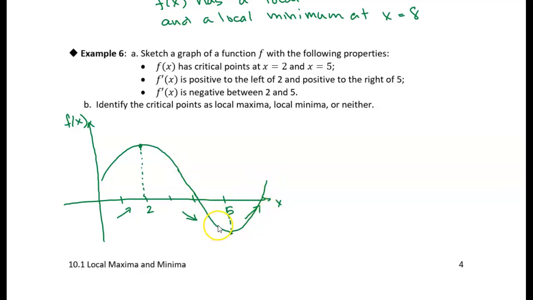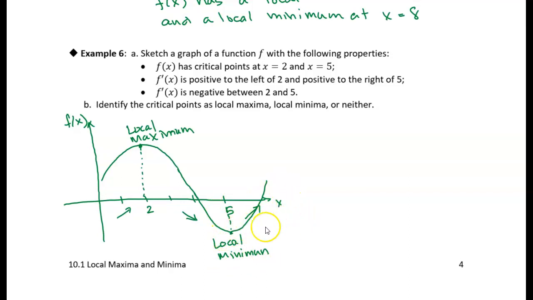All right, so that's a sketch. We have a local maximum at x equals 2, and we have a local minimum down here at x equals 5.